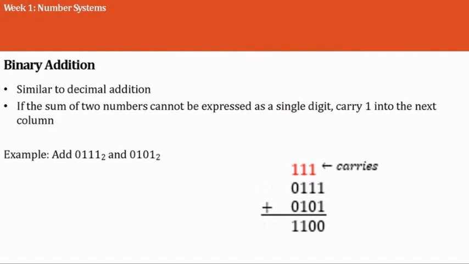So we have here 1 plus 1 is 0, carry 1. 1 plus 1 is 0, right? Carry 1 plus 0 here is 0. So we have 1 plus 1 plus 1 is 1, carry 1. And we have 1 plus 0 plus 0 is 1.